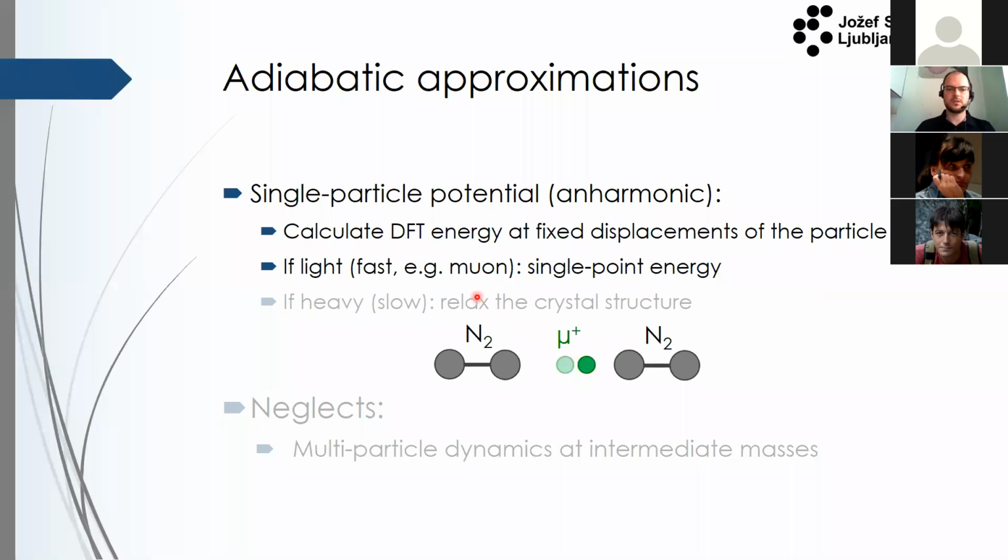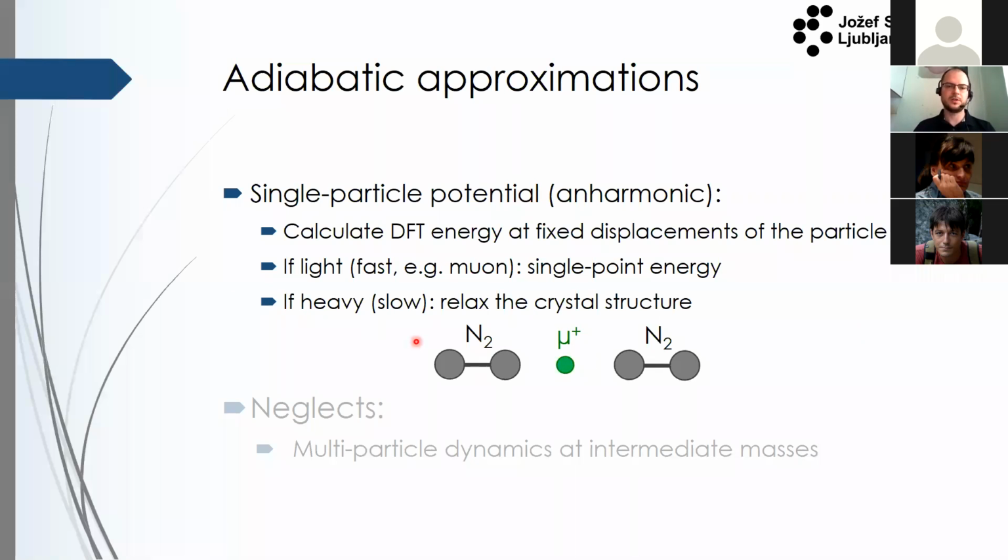So if this test particle is very light, then this is probably the correct approximation, because if a light particle finds itself surrounded by very heavy molecules, then it's going to be moving much faster than the molecules can manage to follow. So this should be the correct approximation, more or less.